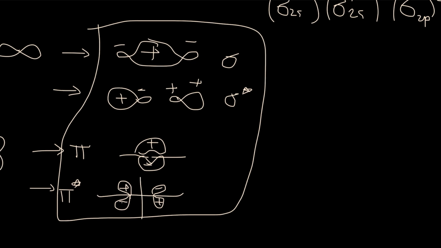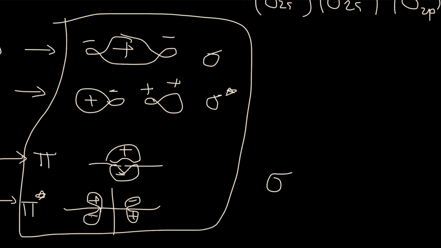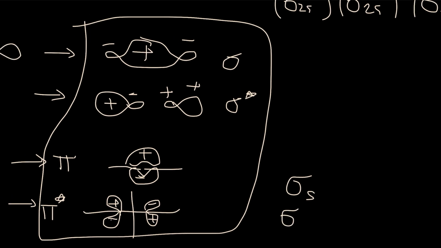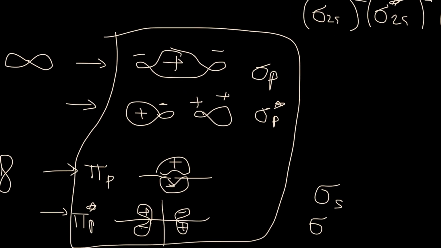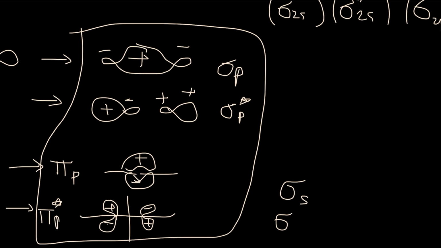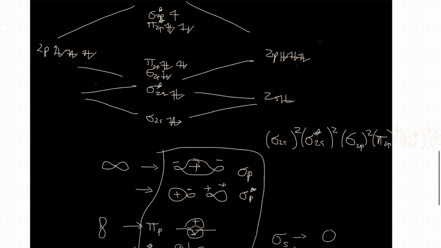If you wanted to know sigma 2s, whichever you want, you see these are p orbitals. And then for s, for bonding, it'll just be a circle. For anti-bonding, it'll be 2 circles. Okay, those are the shapes.